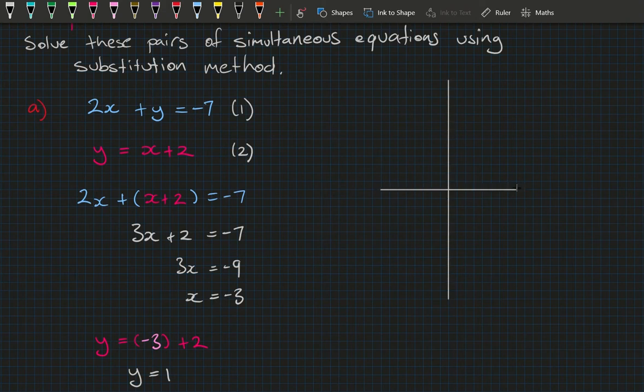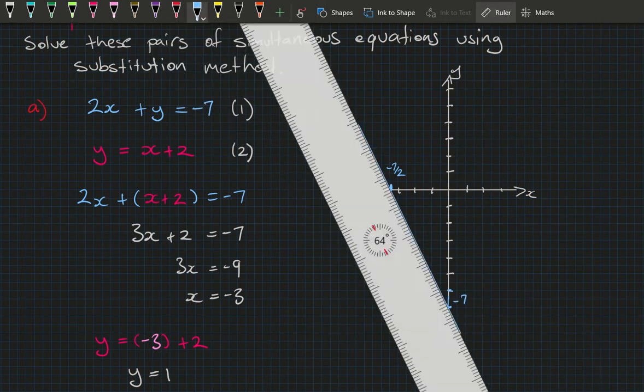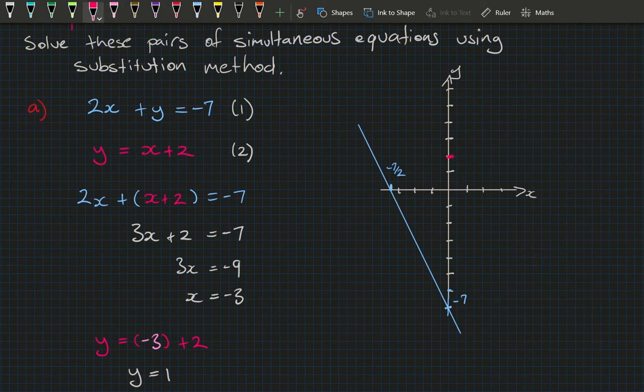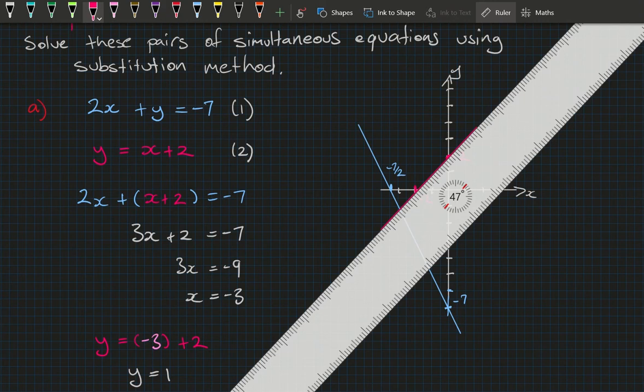So I'll start by drawing some axes and mark in some x values, starting with the positive numbers and the positive values of y and the negative values of y. And I'm going to use the intercept method here to mark these graphs. So when relation 1 has a y value of 0, x will equal minus 7 on 2, which is 3.5. And when x is 0, y is equal to minus 7. So let's draw a straight line between those two. And for relation 2, when x is 0, y is equal to 2. And when y is 0, x is equal to minus 2. And let's draw a straight line between those two.